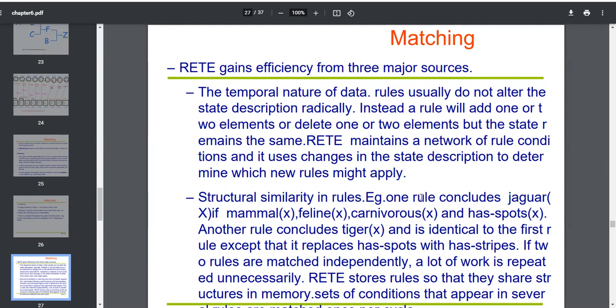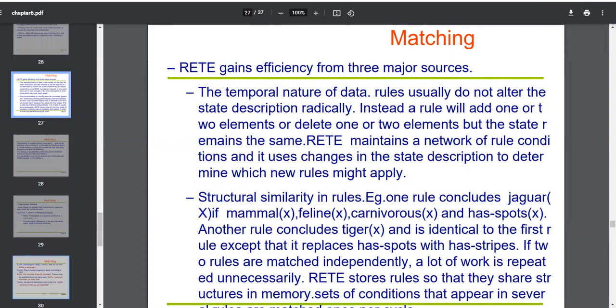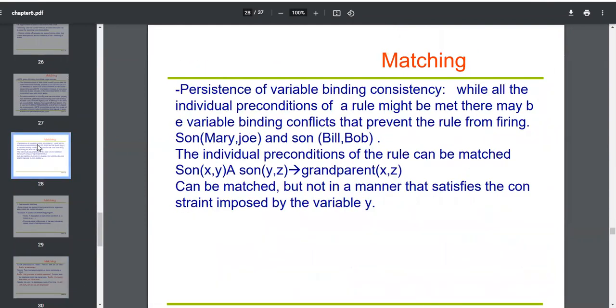The second is structural similarity in the rules. One rule concludes jaguar X if mammal X, feline X, carnivorous X and has spots X. Another rule concludes tiger X and is identical to the first rule except that it has stripes instead of spots. If 2 rules are matched independently, a lot of work is repeated unnecessarily. So RETE stores rules so that they share structure in memory, sharing conditions that appear several times. So it saves effort and also saves space.